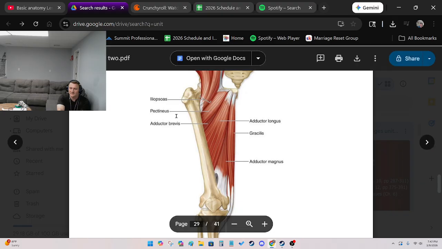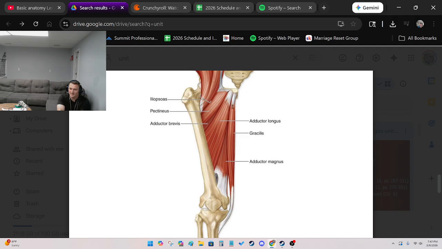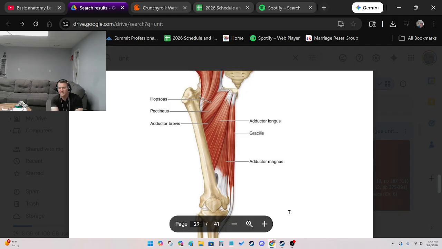Another shout out to iliopsoas and pectineus. There they are. And there it is, guys. We made it. Adductor magnus. It's the biggest one. Magnus. I don't know if any other muscle in the human body has been granted the title Magnus except for adductor magnus, and it's really cool.